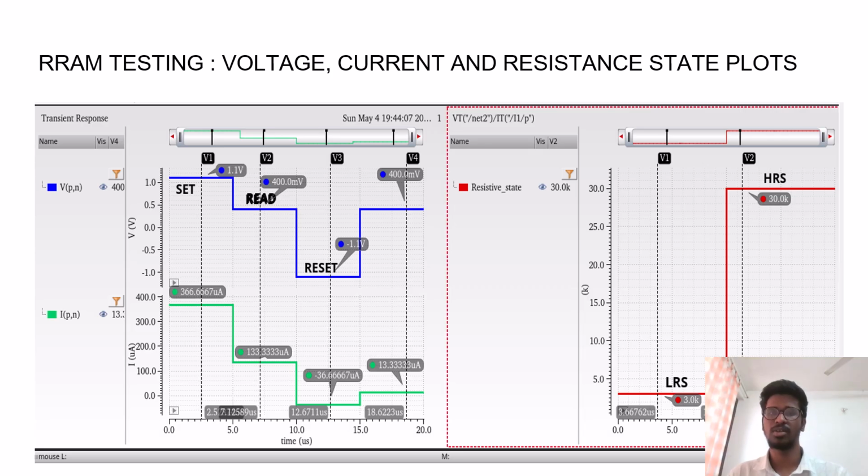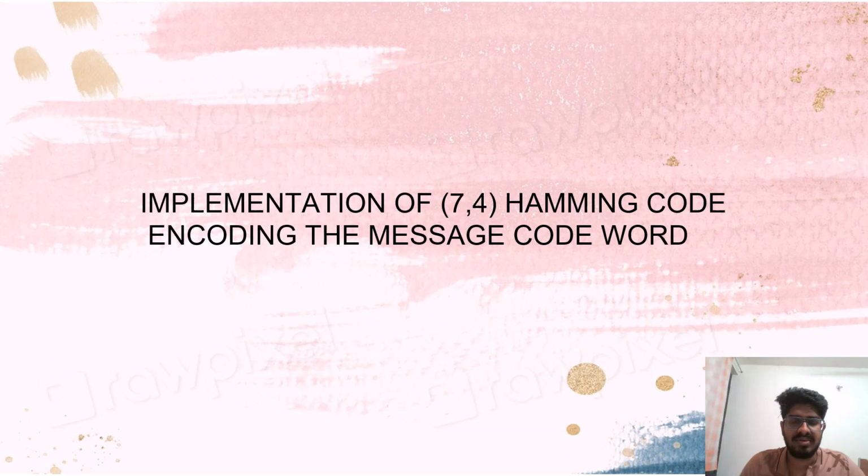Here we can see the result of testing the RRAM model. A plus 1 volt is applied to switch from the high resistance state to the low resistance state. If you divide that 1 volt by the resistance, which is on the right side, during the transition from low resistance state to the high resistance state, you get a spike of current of 360 microamperes. A 400 millivolt is applied to read the state and the current is observed as 133 microamperes, and again minus 1 volt is applied to switch the cell back from the low resistance state to the high resistance state.